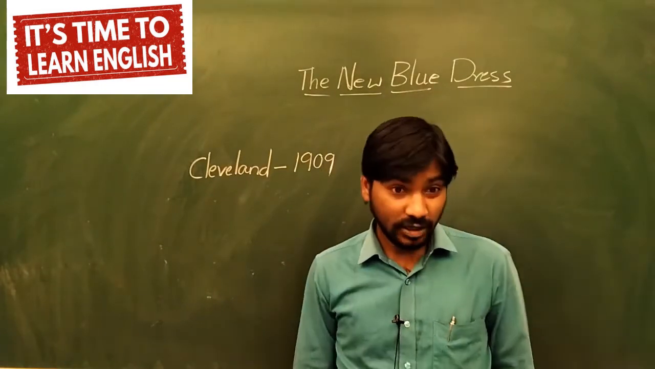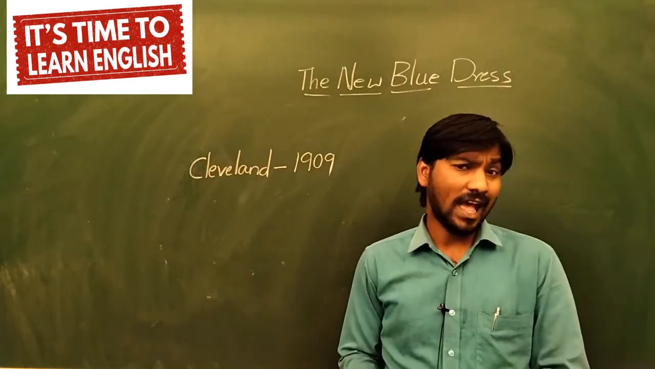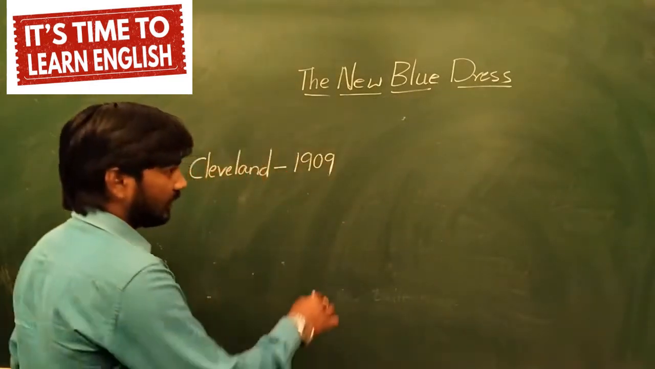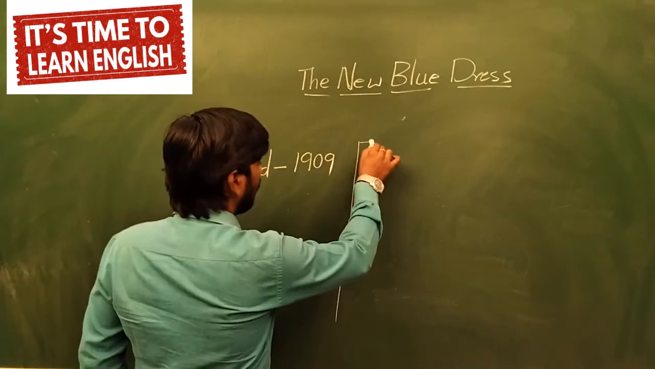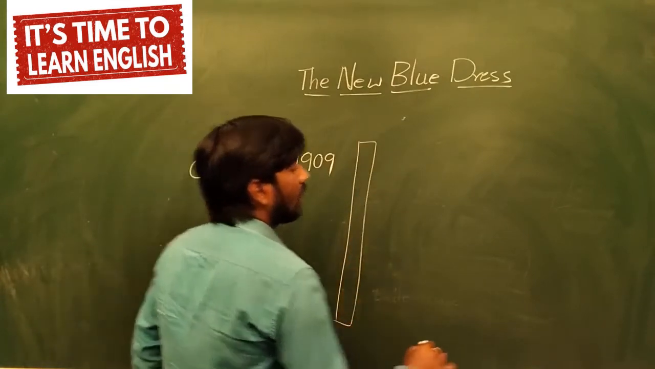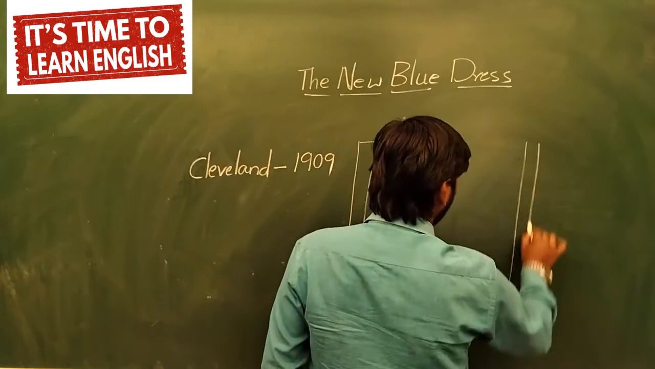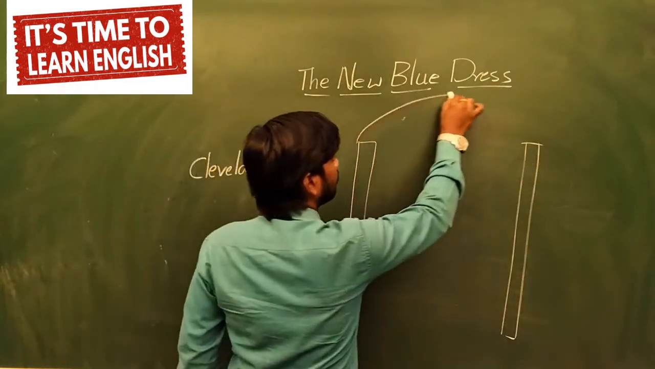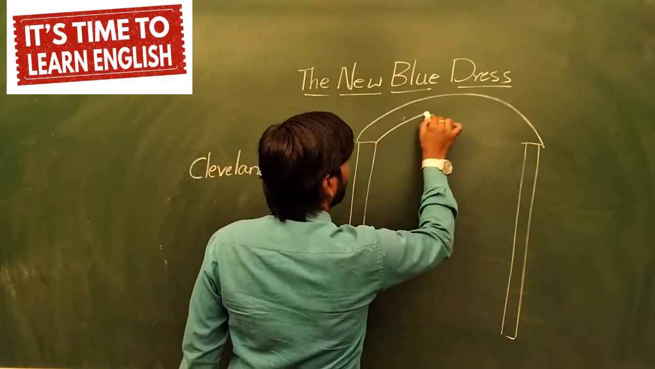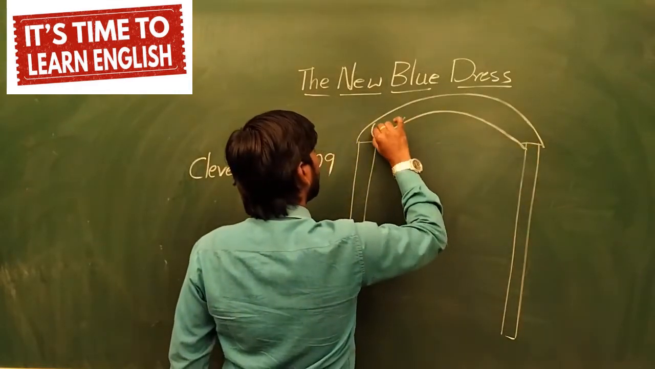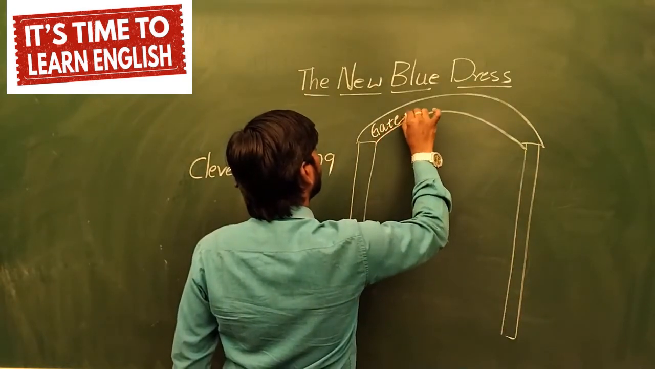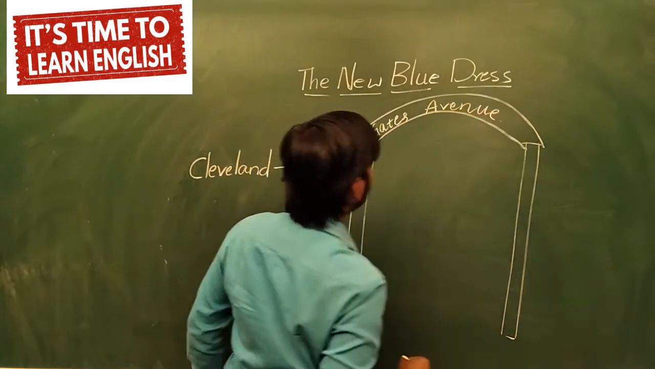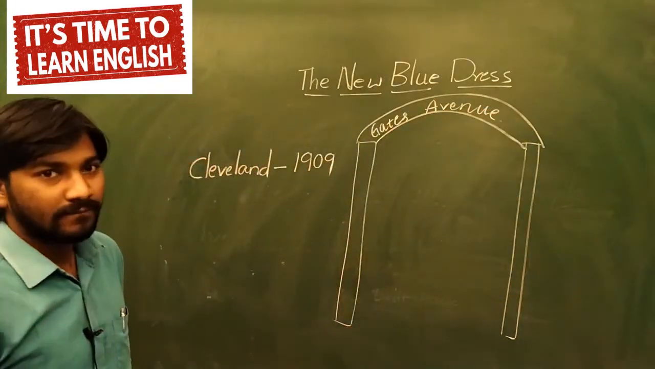It did not change Gates Avenue. So Gates Avenue is the name of the street. You know, when we enter a new street, there will be an arch, a welcome board we can see. So for example, this is Gates Avenue. This is Gates Avenue. Okay?